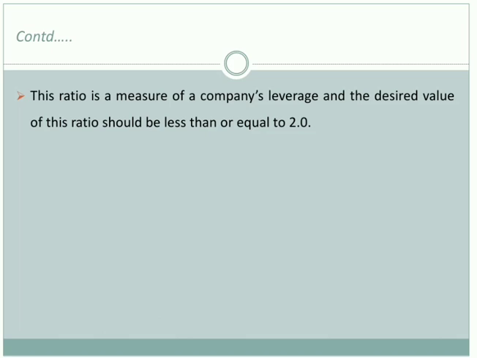This ratio is a measurement of the company's leverage, and the desired value of the ratio should be less than or equal to 2. Now see here, taking the factor of safety into consideration, we are keeping this ratio high. We are not keeping it at 1, because if it falls below 1, your company goes. That's why this ratio, debt to worth ratio, is kept a bit higher.